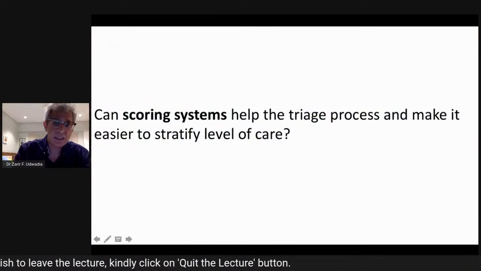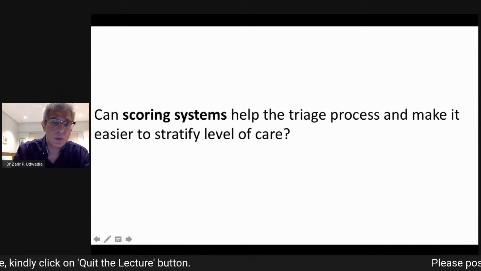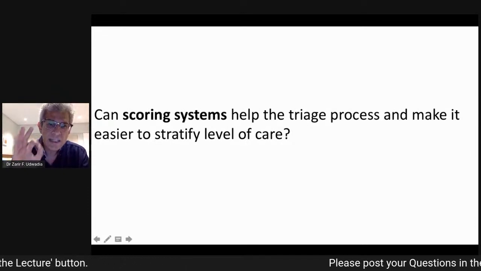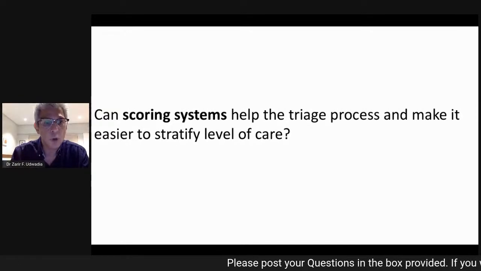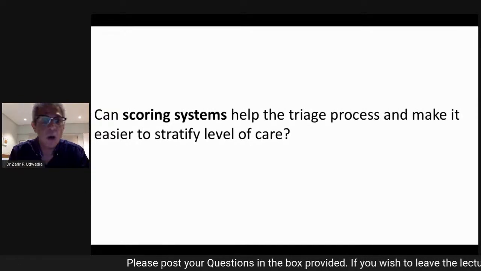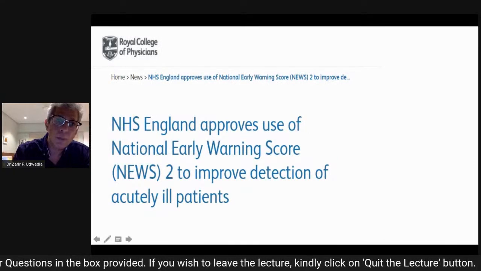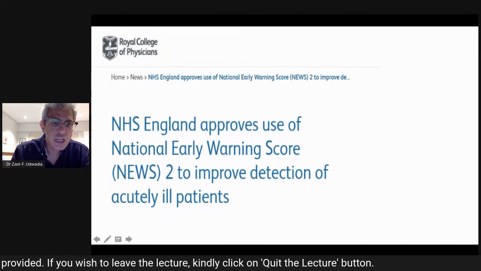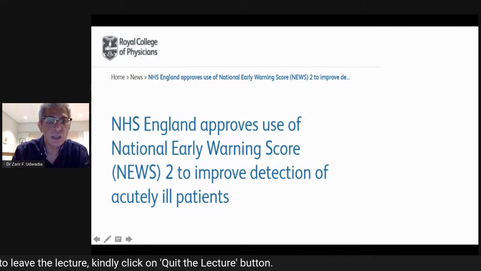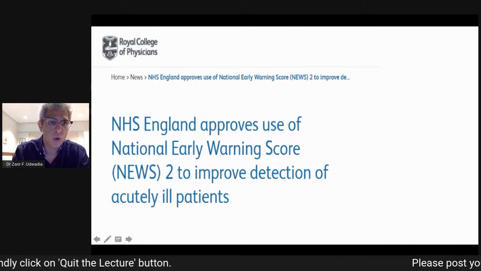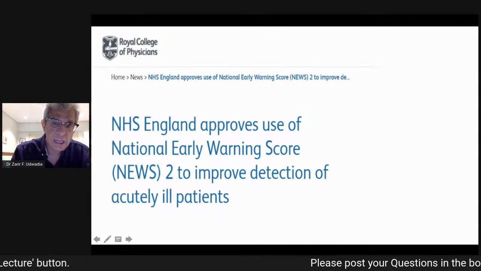What about scoring systems? Will they help you triage your patient when you first see him? Make it easier to stratify the level of care appropriately instead of vaguely saying mild, moderate, and severe, which is so subjective? Well, we have a number of robust scoring systems. Chief among these must be the National Early Warning Score, the NEWS2 score, which is adopted by the NHS in the UK.